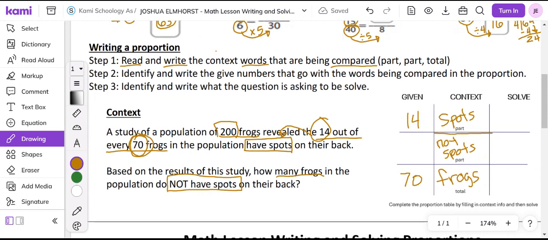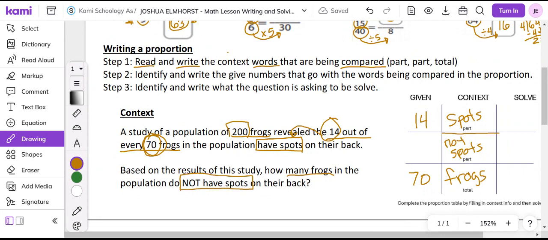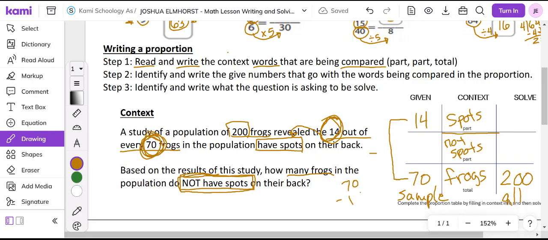So there's a sample, and then the population is 200. So the question is going to be actually over here. So there's a sample of 70, and then there's all of the frogs, which is 200. So within the sample, there's 14 out of 70 frogs have spots. Well, this is the first given ratio, but then the question goes to how many do not have spots? We have to do a little math here. We're going to subtract these two, 70 minus 14, to see how many do not have spots.